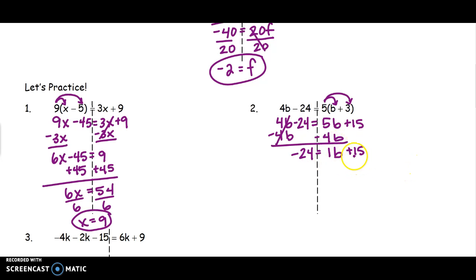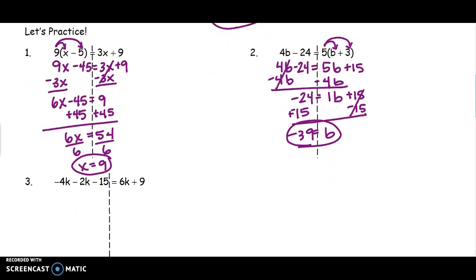Since b is on the right-hand side, we have to move what's not attached to it on that side, which is the 15, by subtracting. So we would subtract 15 from both sides. Negative 24 plus a negative 15 is negative 39. Since your 1 in front of the b is not negative, then you can just bring down the b. If it was negative, you would then have to divide by that negative 1. But that's our answer.